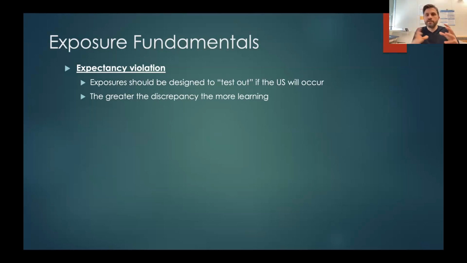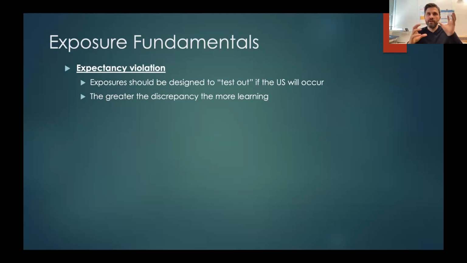And this is the centerpiece of doing exposure from this standpoint: trying to maximize expectancy violation over and over again, and thinking about all the different factors that either enhance or get in the way of expectancy violation. And identifying the US, like we talked about, and the principal conditional stimulus, or variety of conditional stimuli, are part of that.